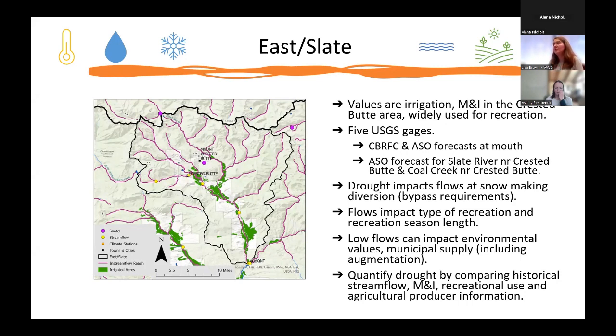In addition to the municipal water providers, we also have Lake Meridian, which is one of the big augmentation sources for well users in the basin. So drought can definitely cause a pinch point for Lake Meridian as well. But quantifying drought, I basically made the suggestion we can compare our historical stream flow, and then the M&I, recreation use, and agricultural producer information to start getting a handle on that.